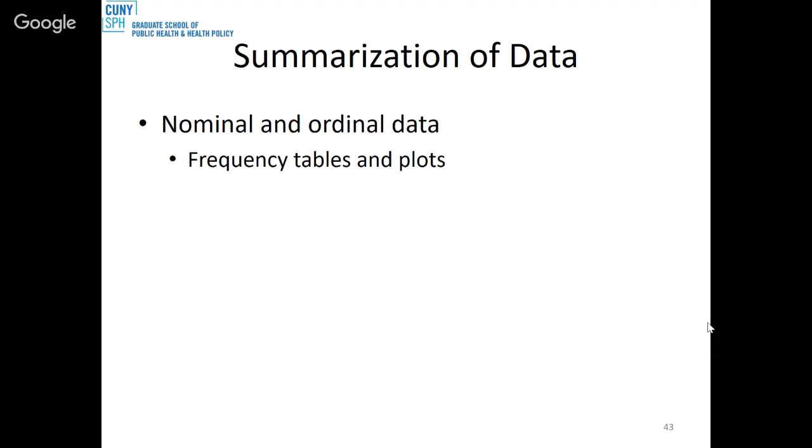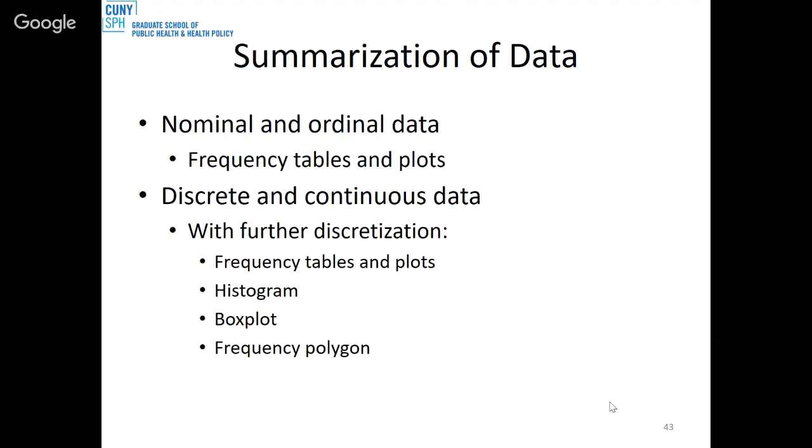So to wrap up, nominal and ordinal data are the kind that are not really numbers. They're only nominally numbers, and we summarize them using frequency tables numerically and plots like bar plots and pie charts to look at them visually.